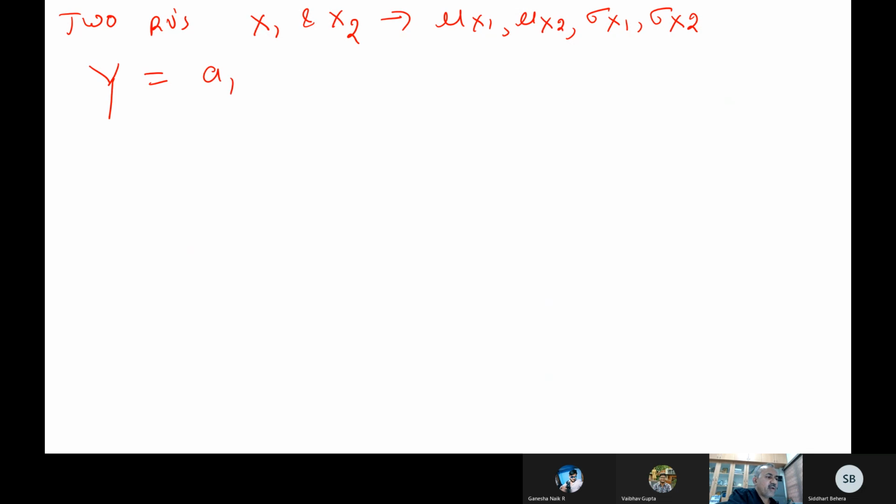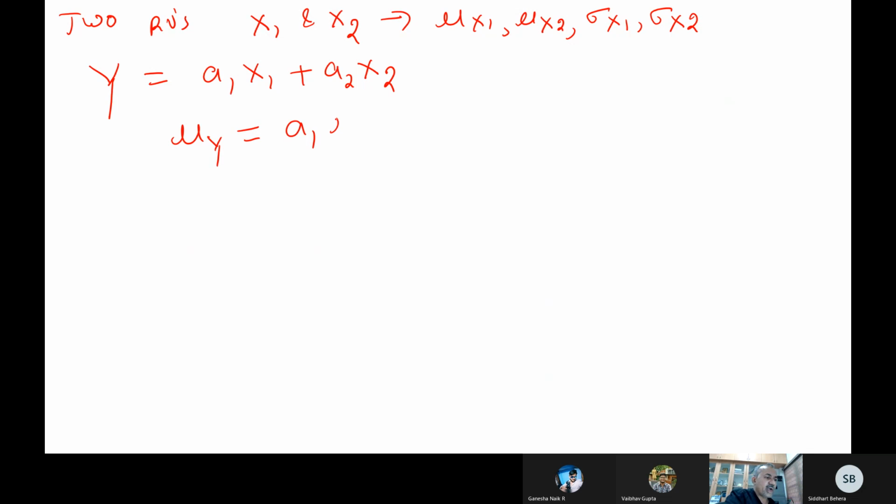Now let us say I have two random variables, x1 and x2. These are very important transforms. Let us say their mean values are mu of x1, mu of x2, and then sigma of x1 and sigma of x2. They are uncorrelated, or whatever we can say. Now I have a new random variable y, which is a1 times x1 plus a2 times x2. Now what will be the mean value and others? So what will be the mean value of y? You can prove it mathematically, or you can do it whichever way you like.